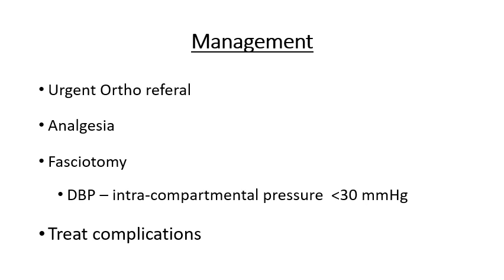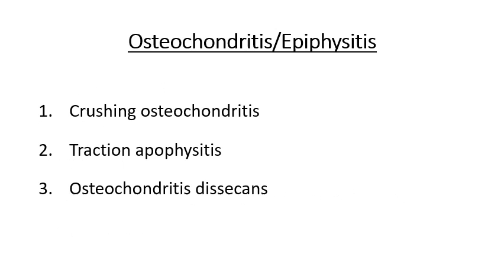Now, when is fasciotomy indicated? You need to calculate the delta pressure. Delta pressure is your diastolic blood pressure minus the intracompartmental pressure. If it is less than 30 mm of Hg, then it is an indication for fasciotomy. And then you also have to look for complications like rhabdomyolysis and treat the respective complications.